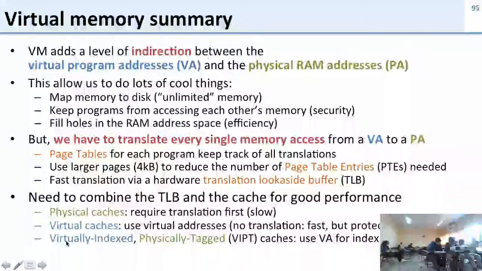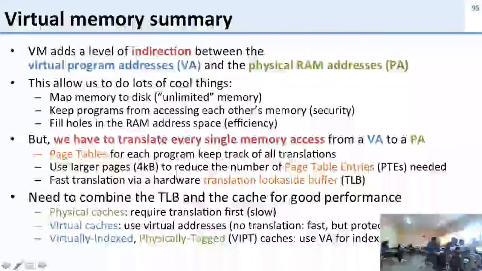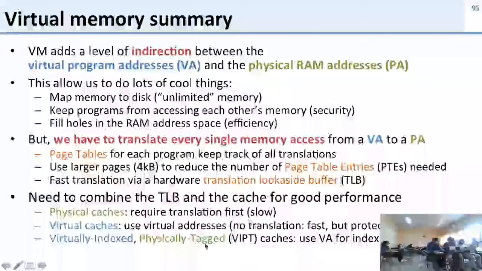We then saw the combination of a virtually indexed, physically tagged, or VIPT cache. So the VIPT cache uses the virtual address for the index and the physical address for the tag. This allows us to look up data in the cache using the virtual address at the same time as we run the TLB, and then at the end we use the physical address to make sure that we're not having any security problems. So this is a very common way to do things, but it limits the size of our cache because we can only use the bits that are the same between the virtual and physical address in order to index into the cache, so it limits its size.